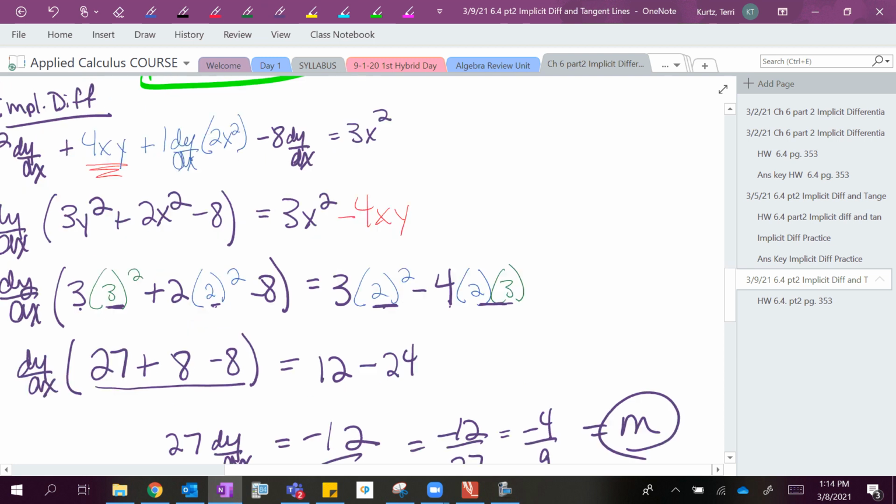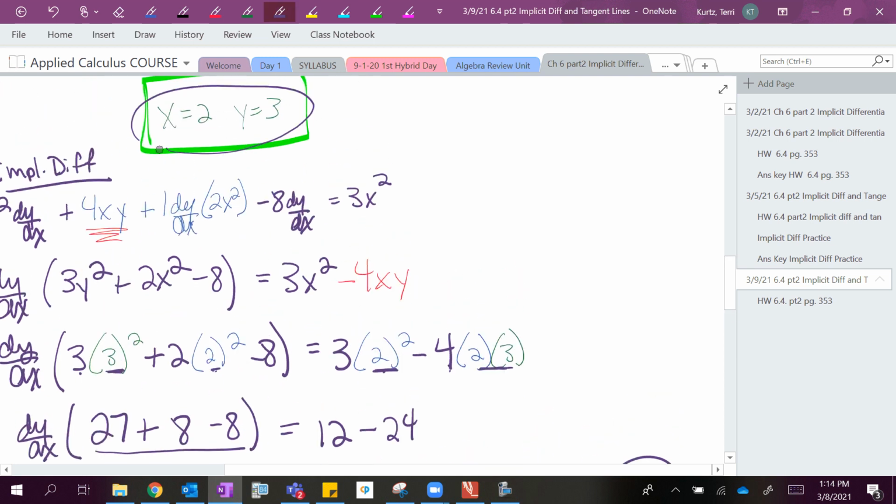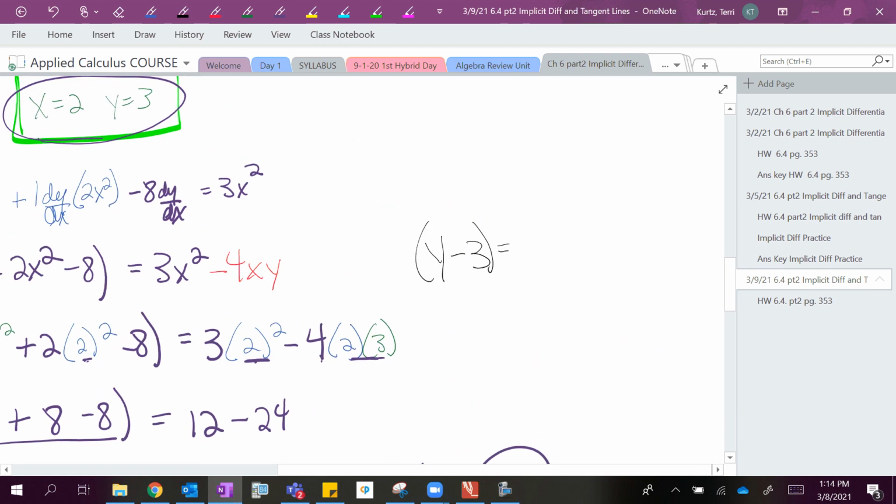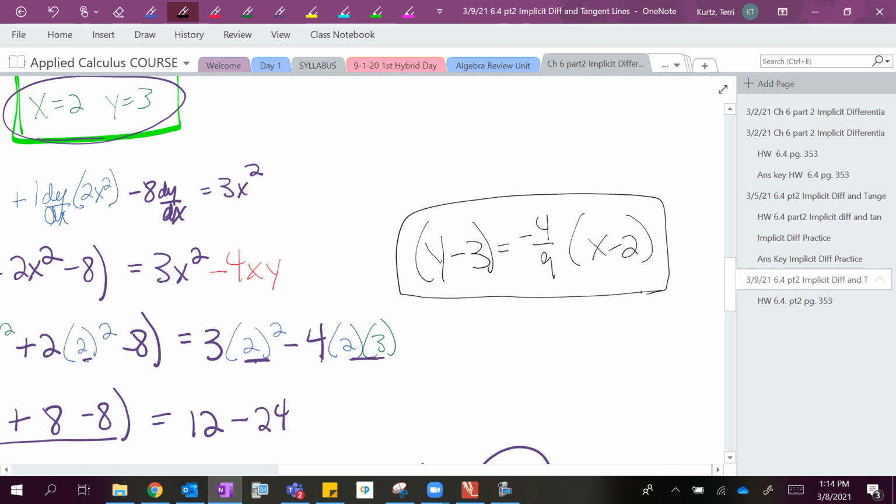Okay, so now I have my x and my y, and I have my slope. So the big finale would be y minus 3 equals negative 4/9 times (x minus 2). Okay.